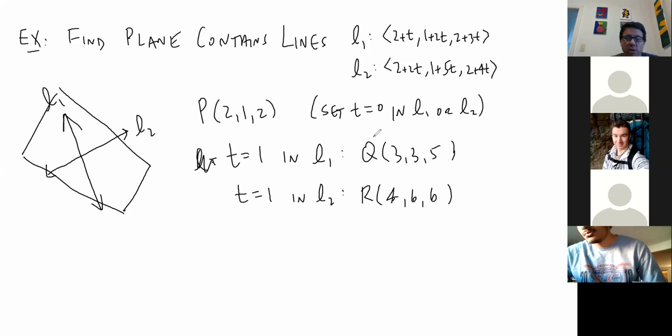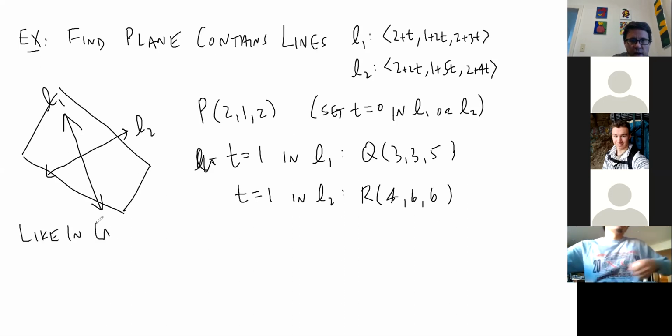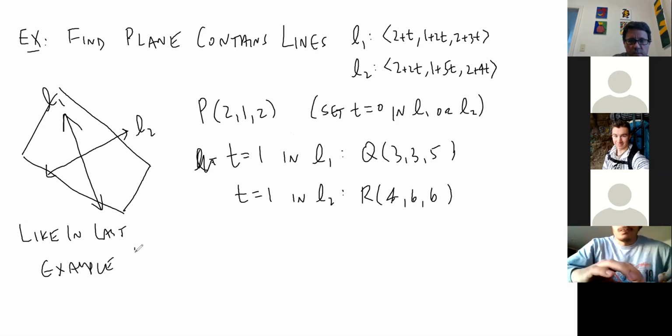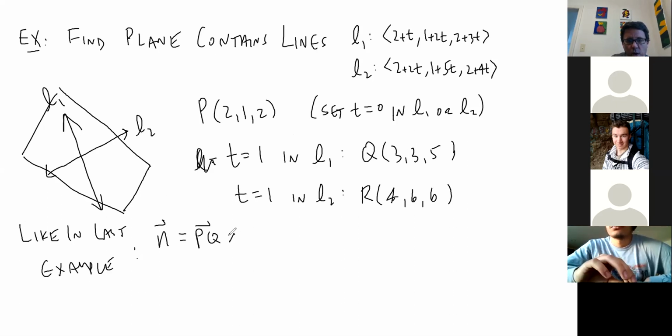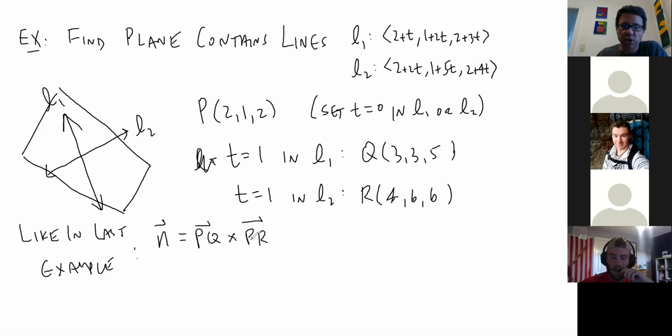And now I'm back to the previous problem. I've got 3 points, so I just follow that process. So like in the last example, the normal vector will be PQ cross PR. And then once I have this normal, I just plug those points in and I'll get the plane using the standard form.